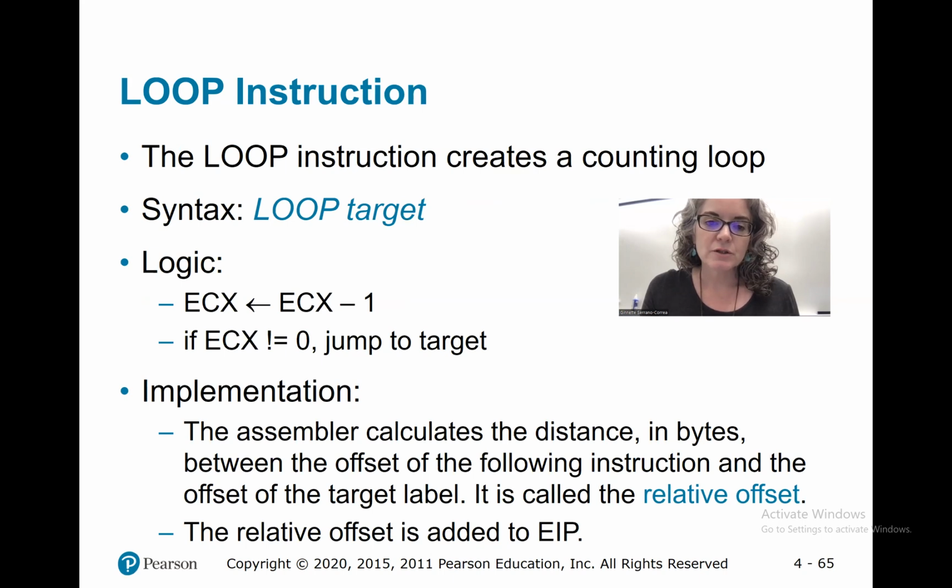So the loop instruction creates a counting loop. And this is the loop that we're going to be using. It's LOOP and then target. So it looks just like the jump. The target is a label that you create. It uses the ECX register to count. So we actually set the ECX register to the number of times we want that loop to iterate. So if you want a loop to iterate 10 times, then you set ECX to 10 by just moving 10 into ECX.